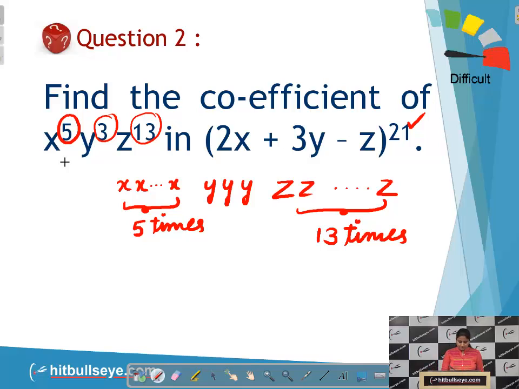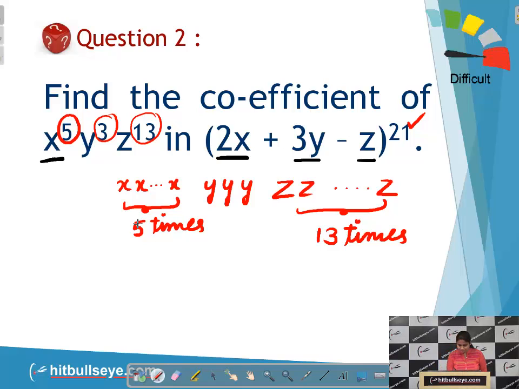So, as you can see, whenever x comes, it will come with a 2. As you can see, we have 2x. Whenever x appears, 2x will appear. Whenever y appears, it will come in the form of 3y. Whenever z appears, it will come in the form of minus z. So what is the coefficient here?